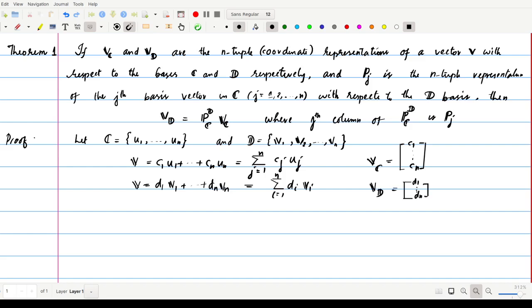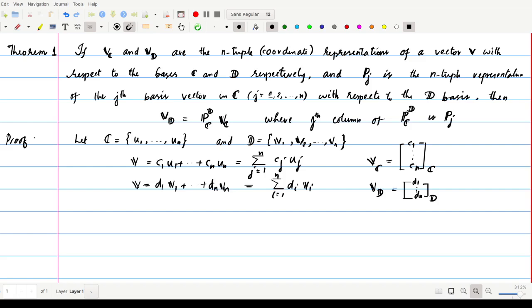So this is the representation of V relative to two distinct bases. Consequently, you can get the matrix of coordinates of this V corresponding to two different bases. Now we write this is corresponding to the basis C, and this is the coordinates corresponding to D.